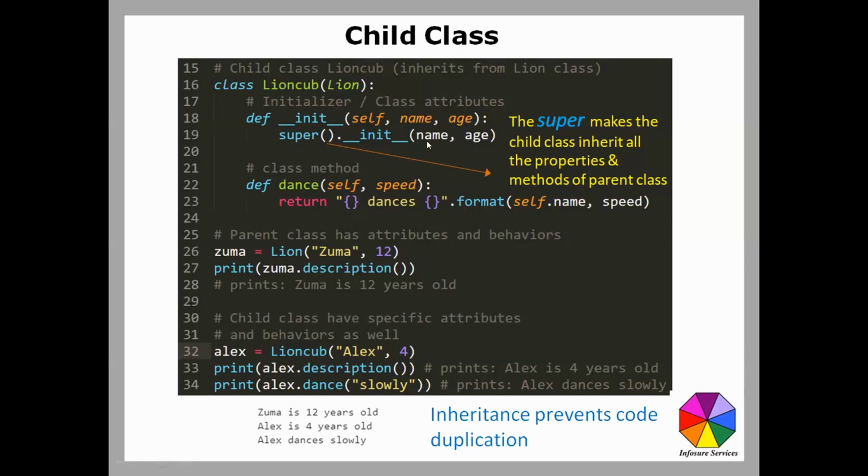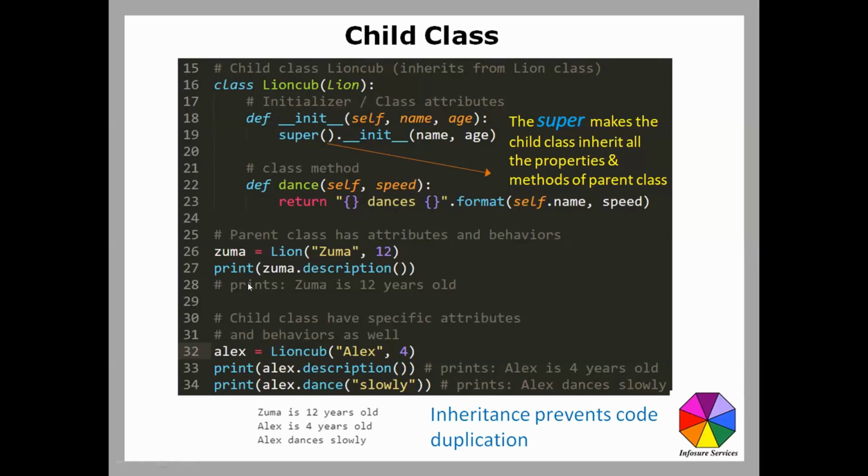Okay, now I'm creating a new method in the child lion cub class, def dance, self comma speed. This is a new method. What it returns is like that. First flower bracket dances the next flower bracket. So it will give me an output: Alex dances slow. So Alex can dance slowly. Then my child class is created like that.